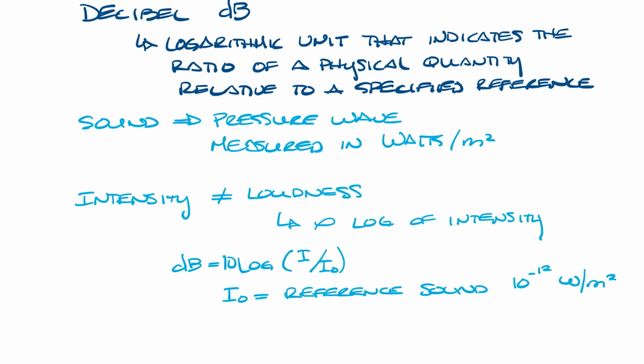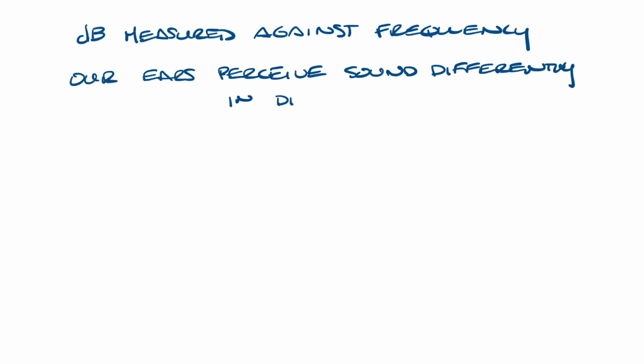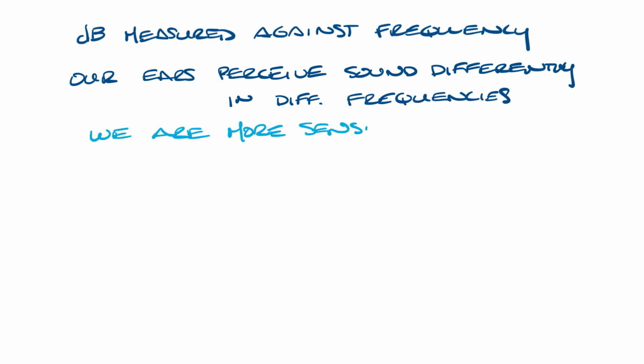So let's move this out of the way and talk about this a little bit more. The important thing to remember is that the decibel is measured against a frequency. The frequency of a sound wave is basically how many times it oscillates per second. Our ears perceive sound differently in different frequencies. For instance, we're more sensitive to high-frequency sounds than low-frequency sounds. We'll come back to this later.